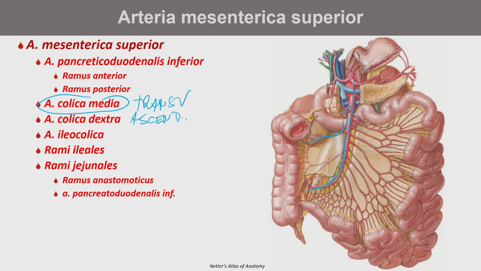Then we have the ileocolic artery, which is supplying the cecum, appendix, and also the ileum, or terminal ileum. Then we have segments of ileal rami, ileum, and then jejunal.